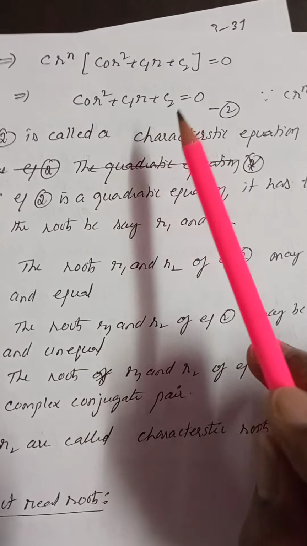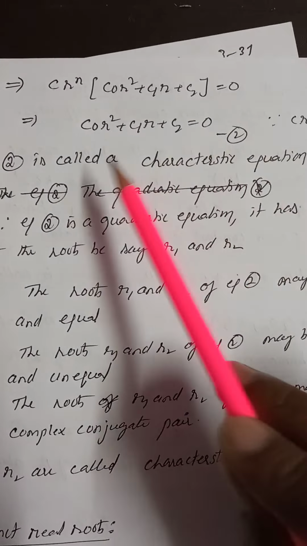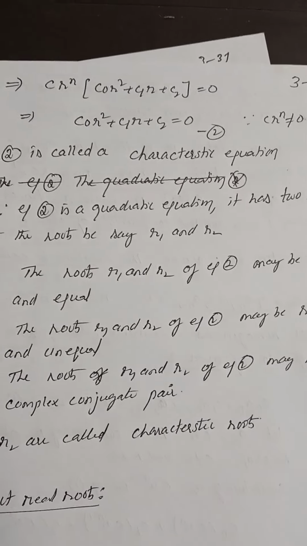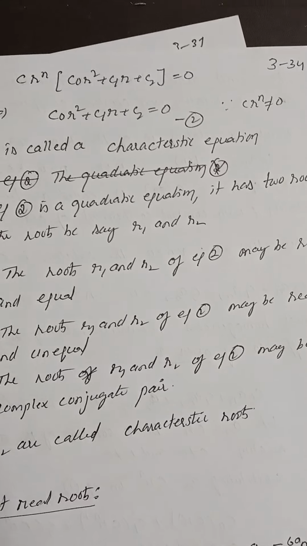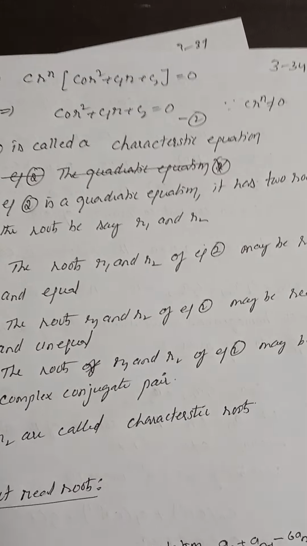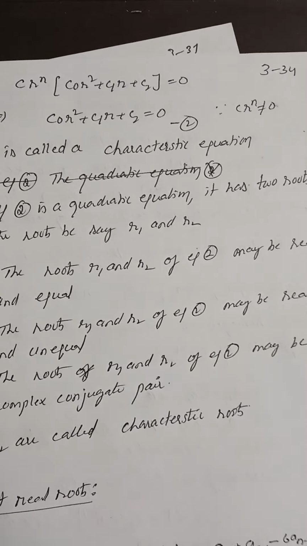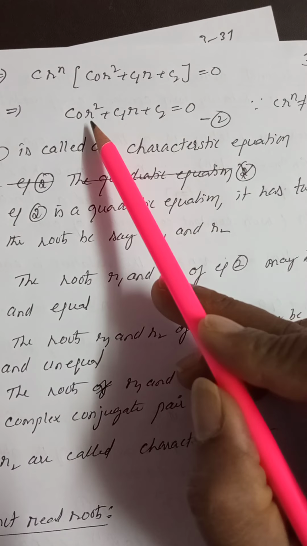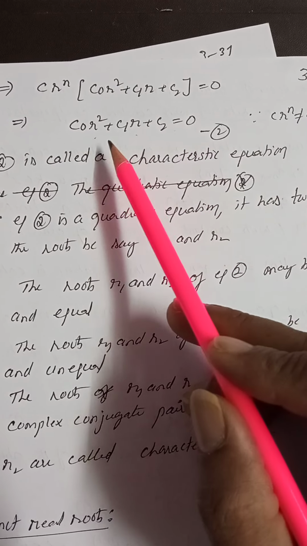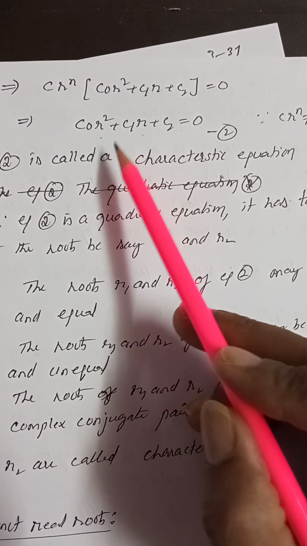Right. Now c naught r square plus c1 r plus c2 is equal to 0. This one is called the characteristic equation of the given recurrence relation. Of course, it is a quadratic equation in r, with r square, r and a constant term.